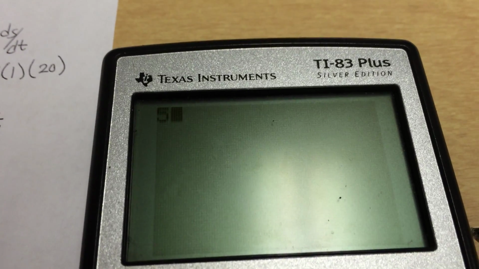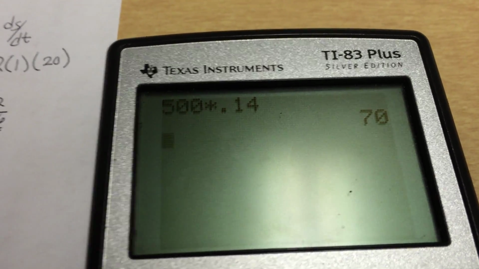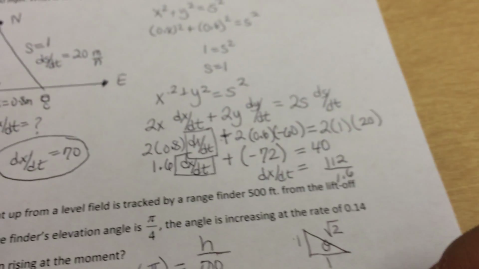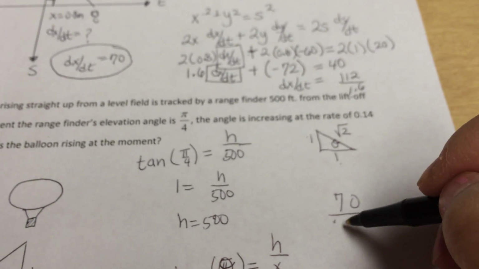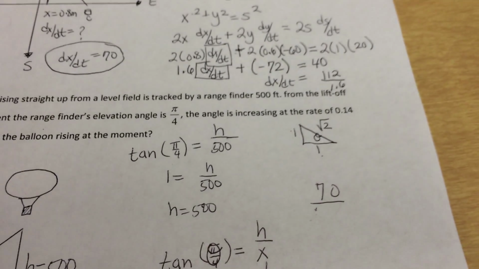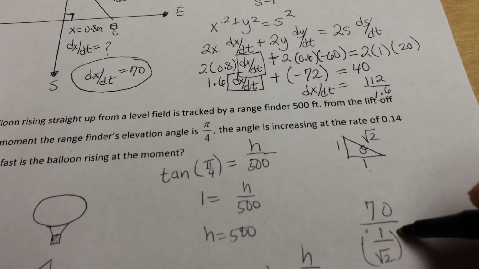So 500 times 0.14 gives us 70. So 500 times 0.14, 70. So 70 over the cosine, and that was going to be cosine squared. So we said then it is 1 over square root of 2 squared, like that.